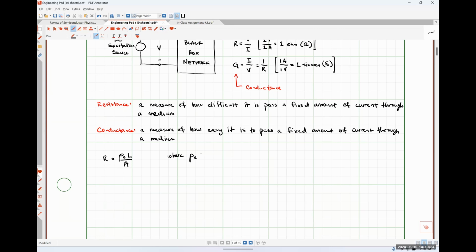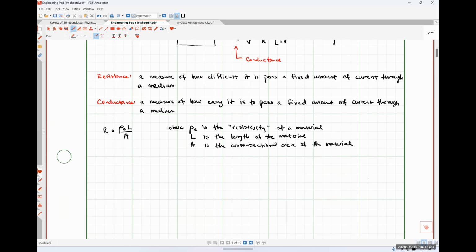So where rho sub E is the resistivity of a material, L is the length of the material, and A is the cross-sectional area of the material. So let's consider a section of wire.